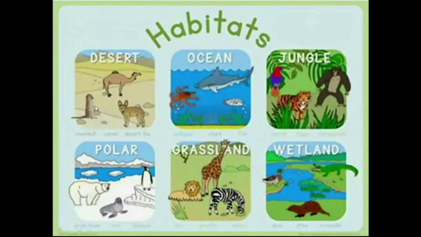Camels, coyotes, and other types of lizards. They like to live in deserts. So can we say desert is a habitat for these animals? Yes, we can say that.